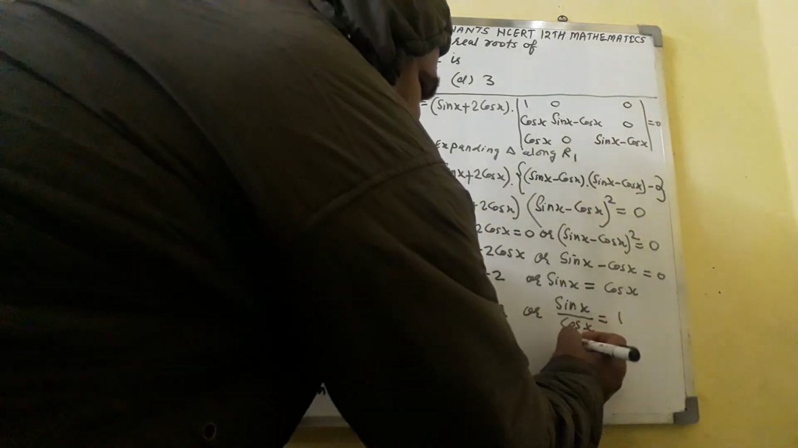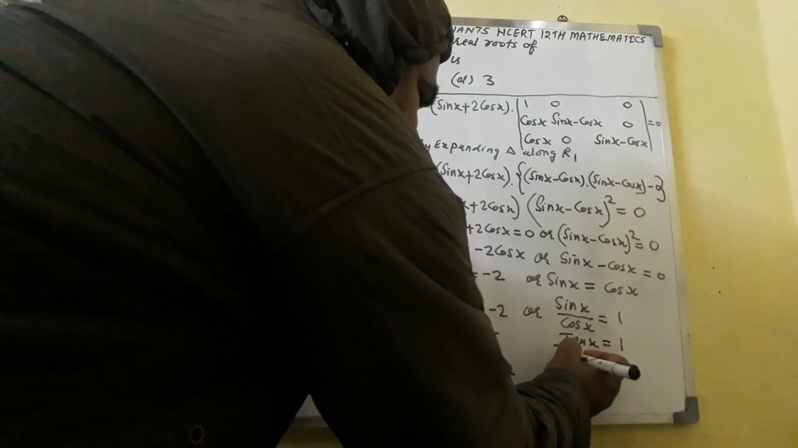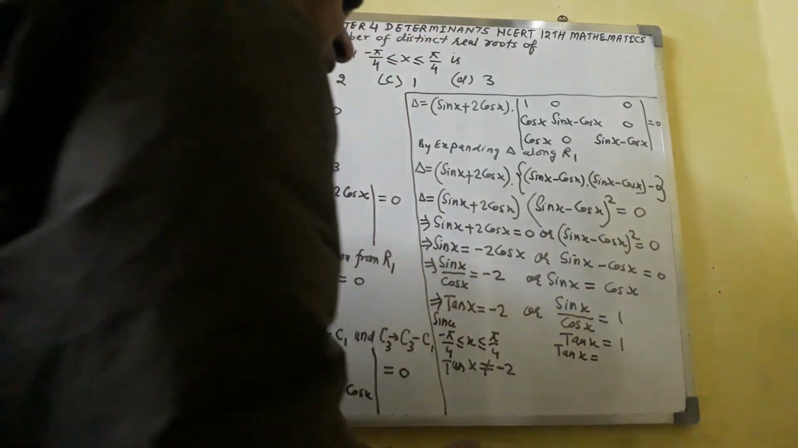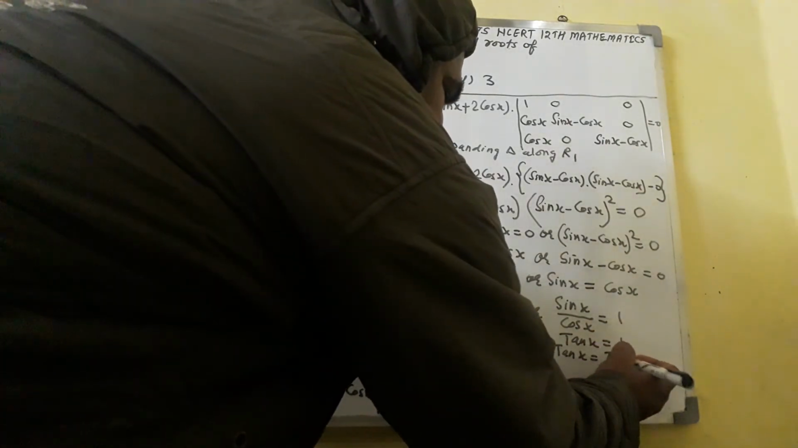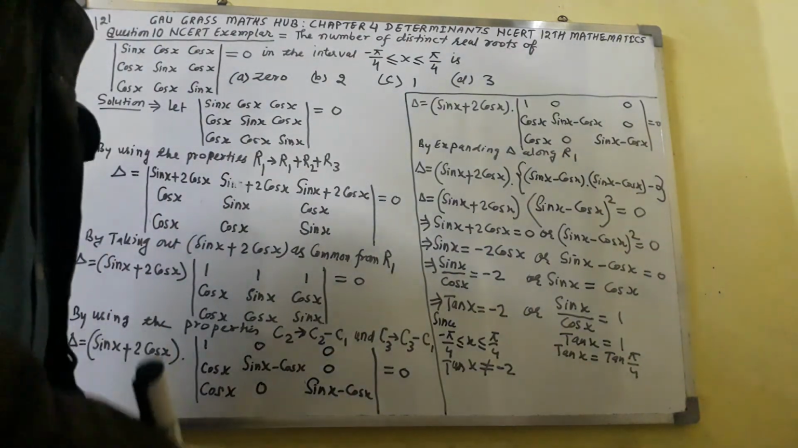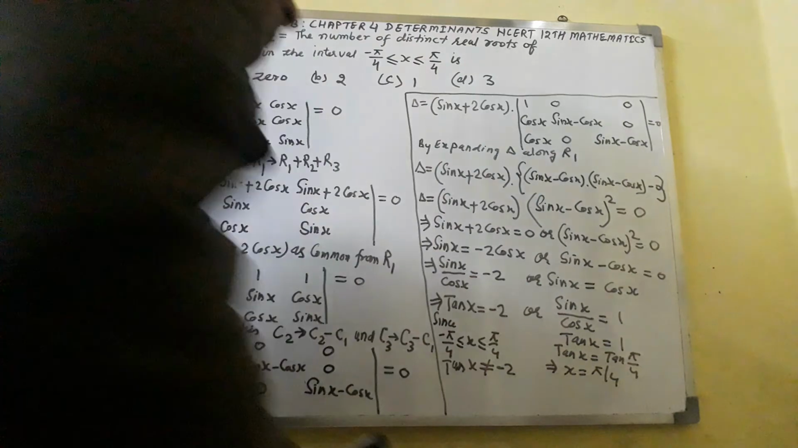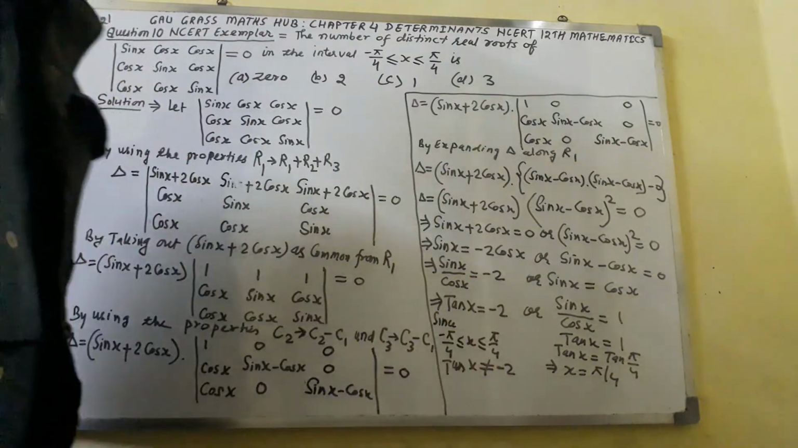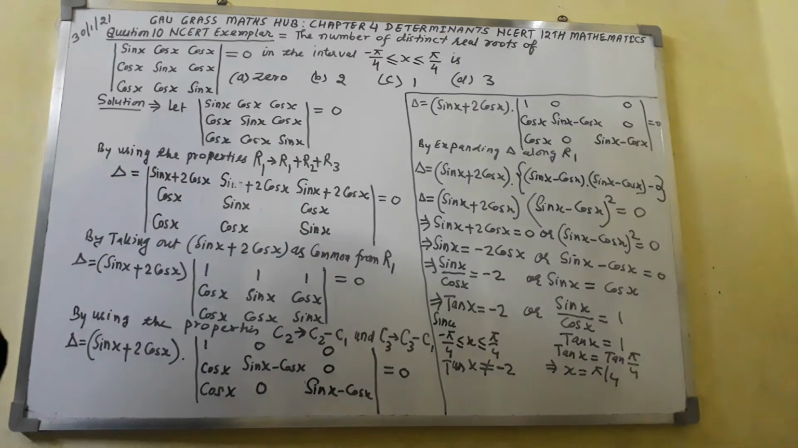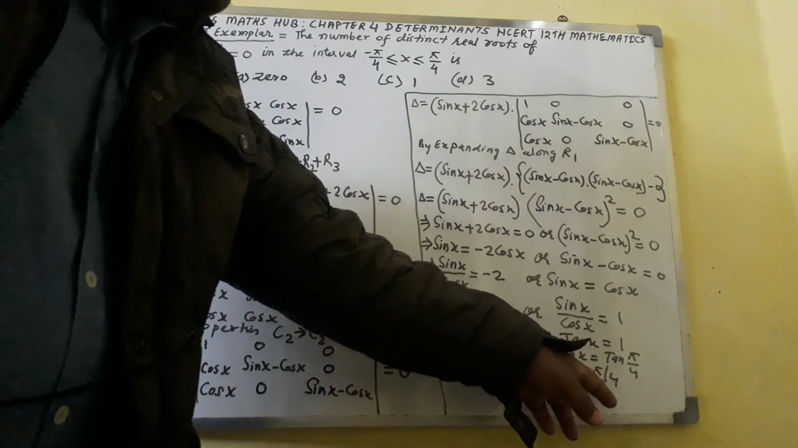And here tan x is equal to 1. So here if it will become tan x is equal to tan pi by 4, tan pi by 4 comes out to be 1. So here x is equal to pi by 4 you have got. So here it will become x is equal to pi by 4, implying that here tan x is not minus 2. So here you have got x equal to pi by 4.